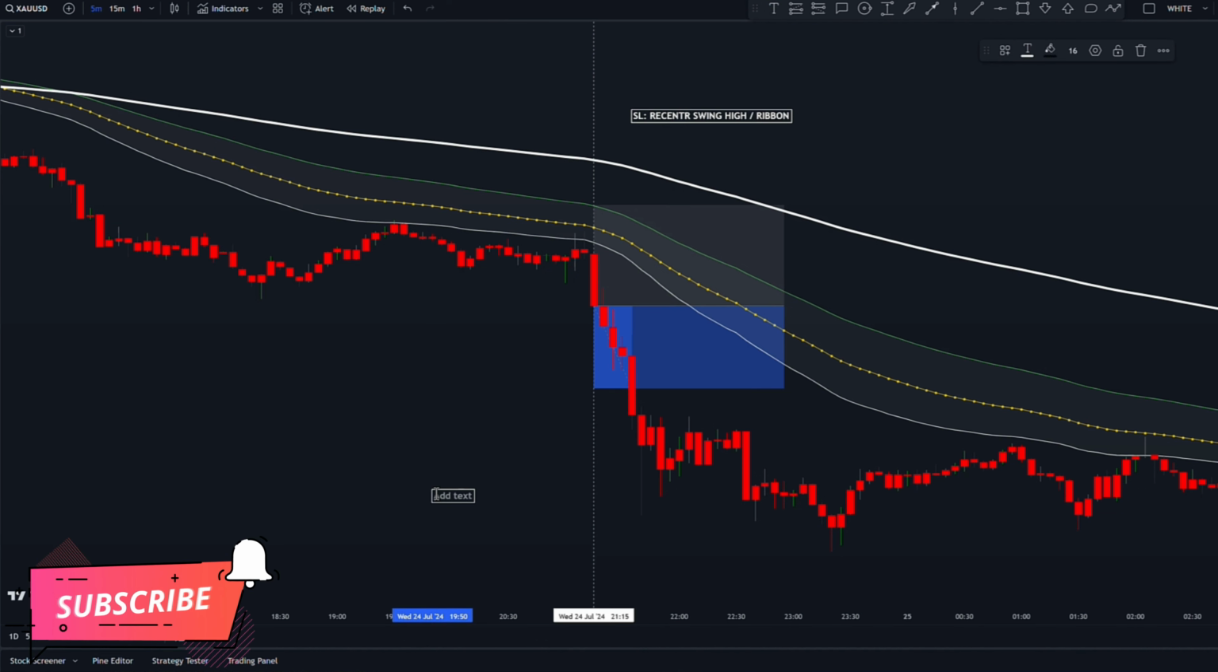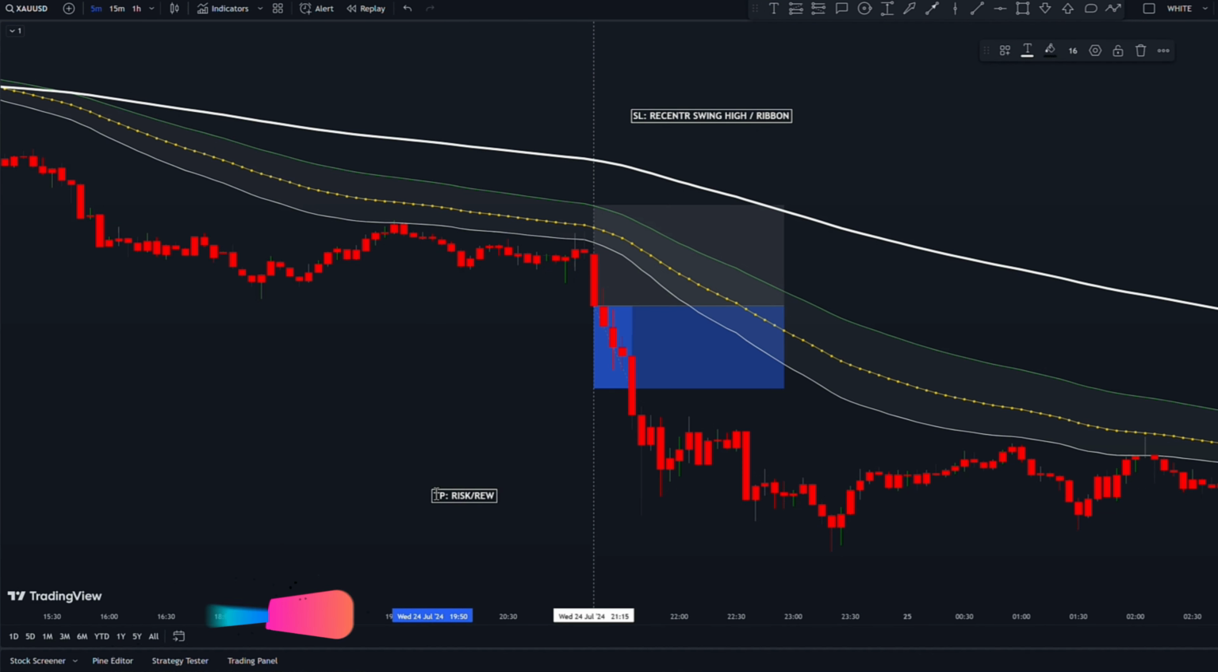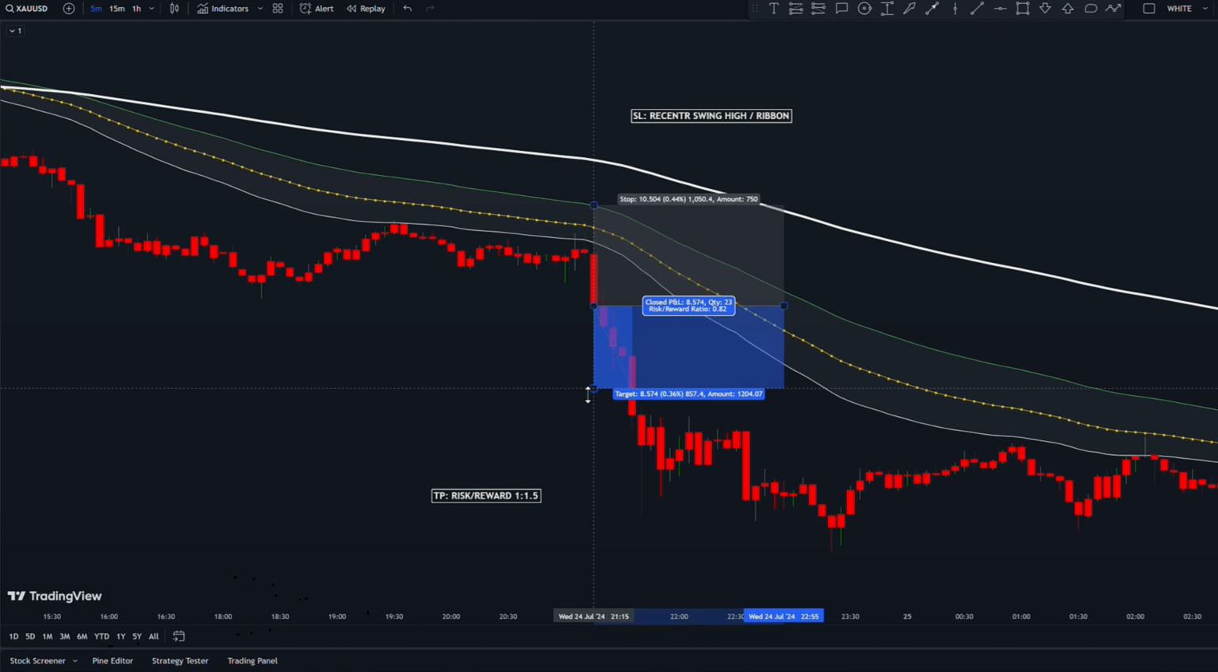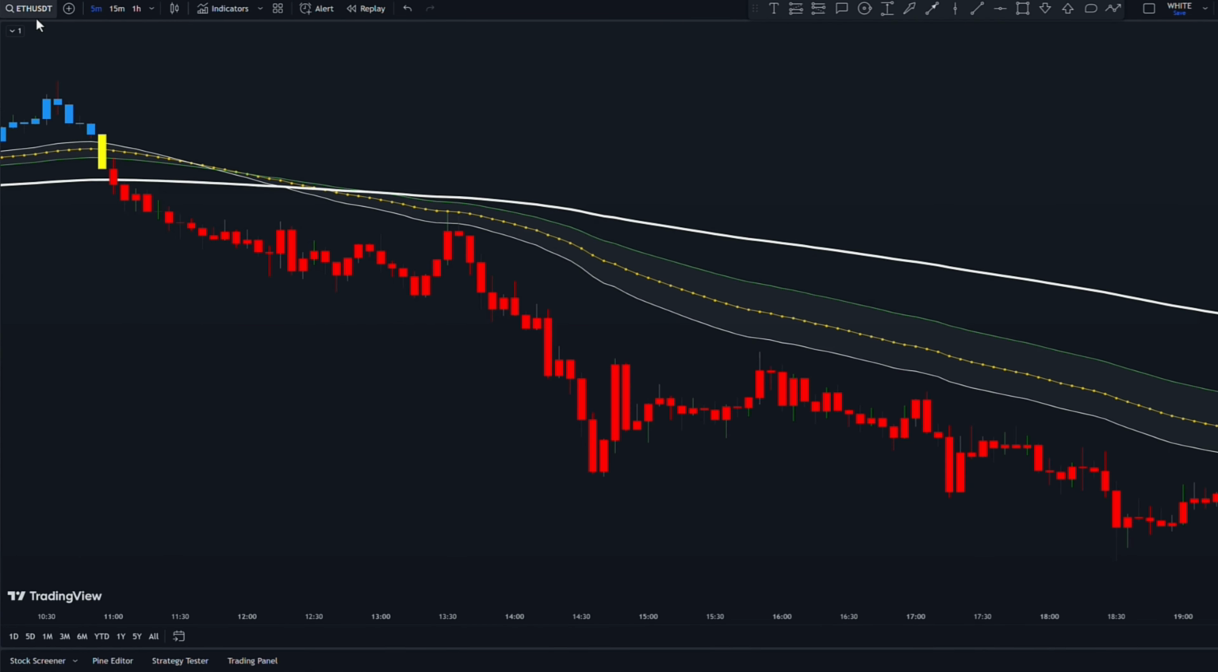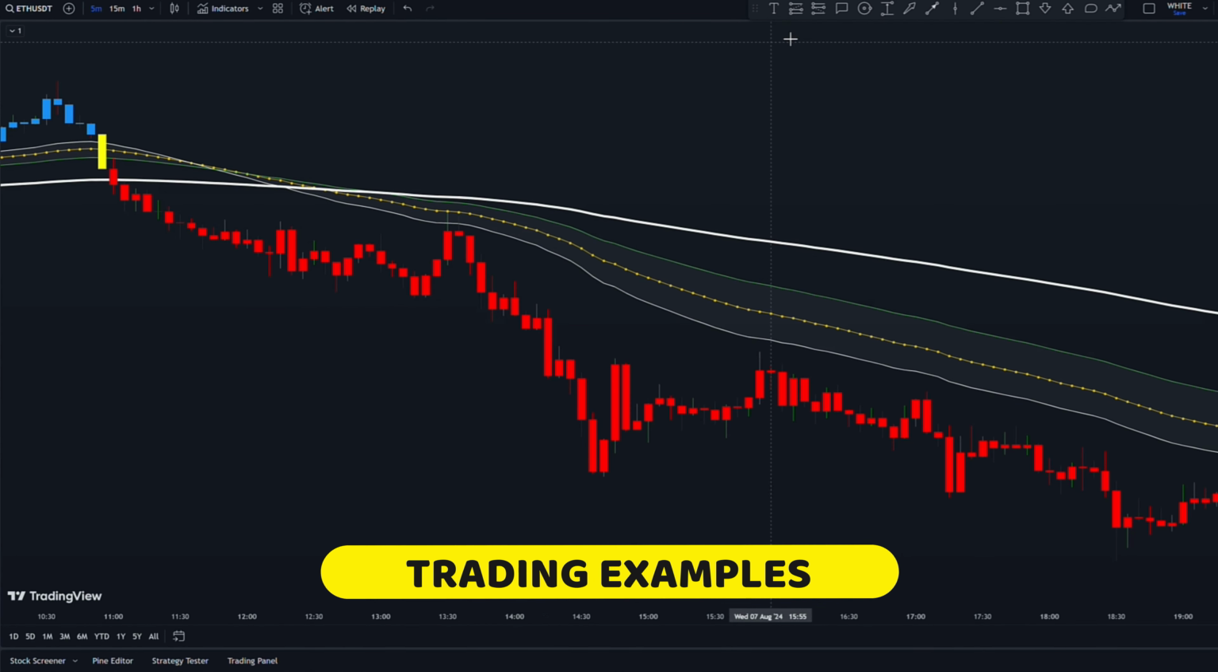Next, we set the take profit level. The take profit is the price at which we will exit the trade to secure our profits. We set the take profit at a level that is 1.5 times greater than the stop loss. For example, if our stop loss is $10 above our entry price, our take profit would be $15 below our entry price. Now let's dive into some examples to get a better grasp of this strategy.